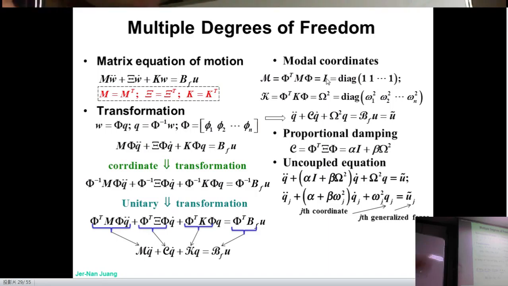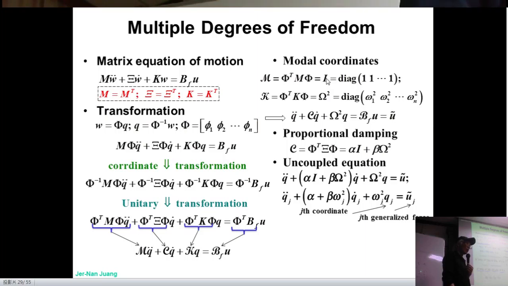Okay, for the time being, we just forget about C, because we cannot simultaneously diagonalize K and C, and there are no such things, only when we have a special matrix C equal to alpha I plus beta omega squared. Now, some of you are students from mechanical engineering, some from civil engineering, right? Have you heard about damping ratio? I already taught damping ratio, right?